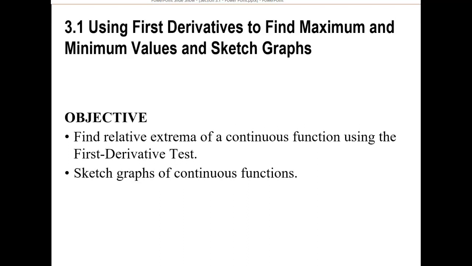So this first section is section 3.1 on using the first derivative to find maximum and minimum values and sketch graphs. So basically learning what the derivative function tells you about the shape of a graph. Our objectives here are to find relative extrema, meaning maxes and mins, of a continuous function using the first derivative, and to be able to sketch graphs of continuous functions. Your graphing calculator will be a big help here when you're asked to look at what you found with the derivative and use it to help you sketch a graph.